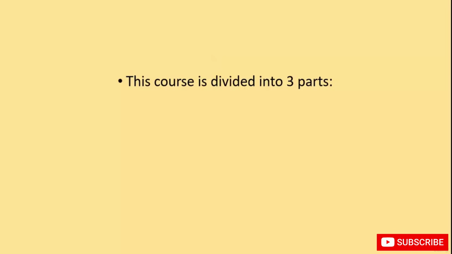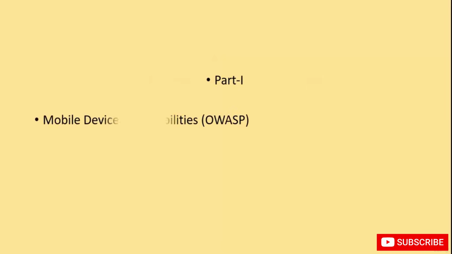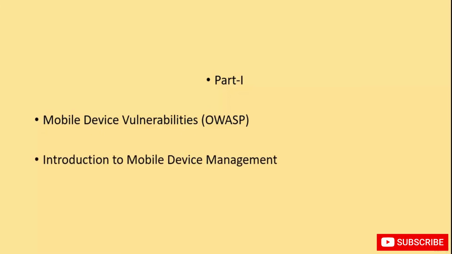This course is divided into 3 parts or 3 sections. So let's get started. First of all, let's see what is there for you in the first part of this course. We will start with mobile device vulnerabilities that are categorized by OWASP organization. Then you will learn how difficult it is for enterprises to protect their infrastructure when their employees bring their own devices to work. We have also covered an introduction to mobile device management and mobile device security policies.